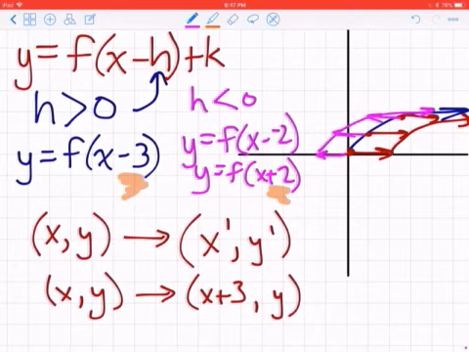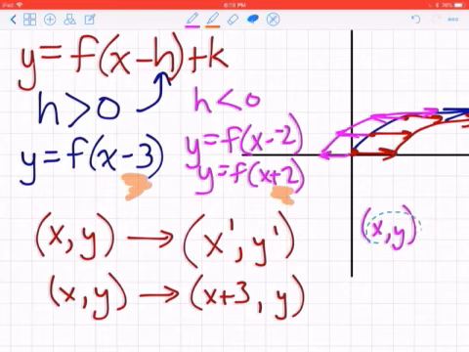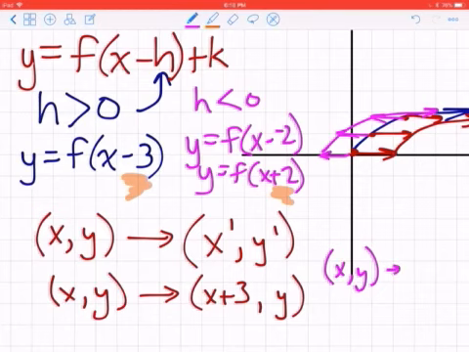Notice the y values do not change, only the x values do. So when we're looking at the mapping for this, it would be xy. I'm just going to move this really quickly because I'm not going to have the room. I'm going to say xy here is going to map to x minus 2, y.